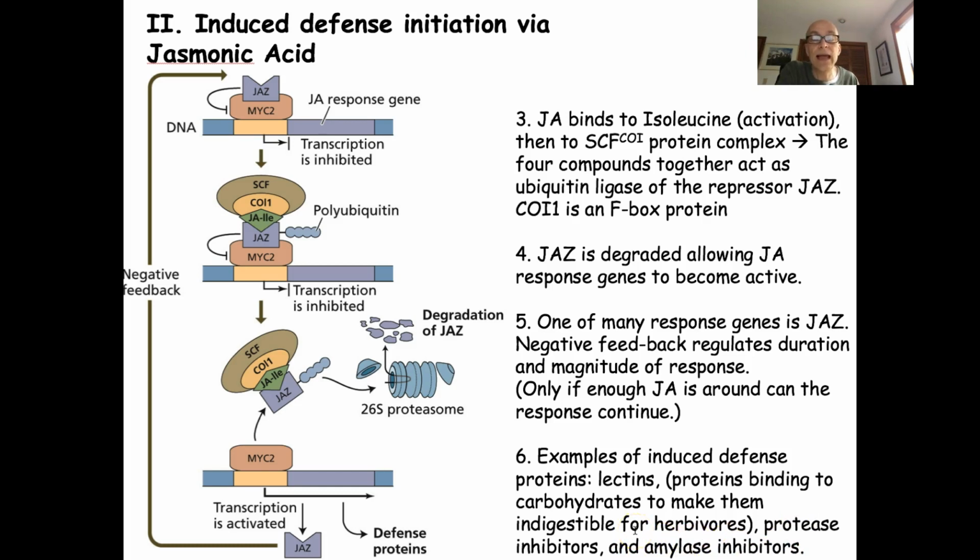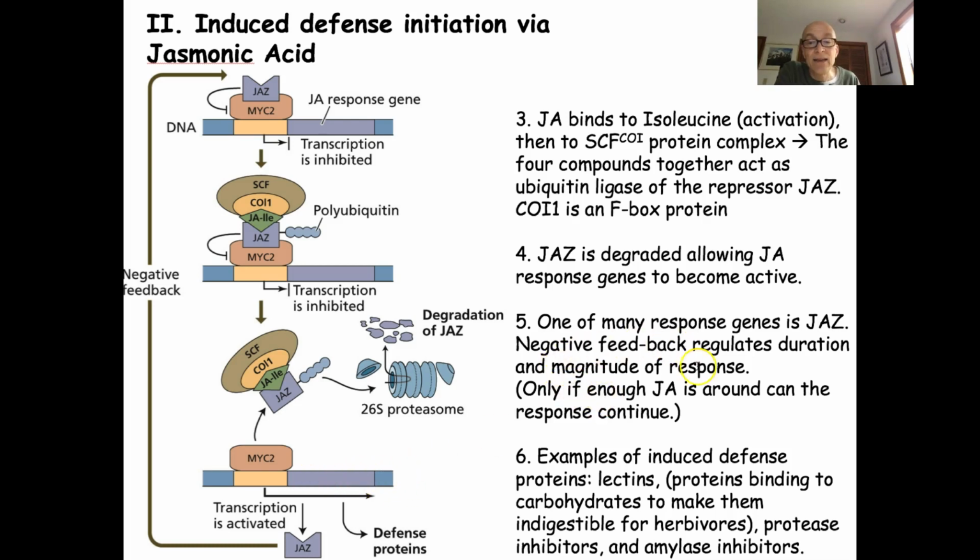Amylase inhibitors. So amylases could be in the saliva that are trying to digest and degrade starches in the plant. So if you have an amylase inhibitor, then the attacking insect is no longer able to break down the sugars. Lectins are also examples of defense proteins that are made here, indicated by this purple gene or this purple line. And those are proteins that bind to carbohydrates and make them indigestible for the herbivores. So these lectins will then bind to the plant carbohydrates and make them unusable for a caterpillar, for example, that is chomping away at the leaf.